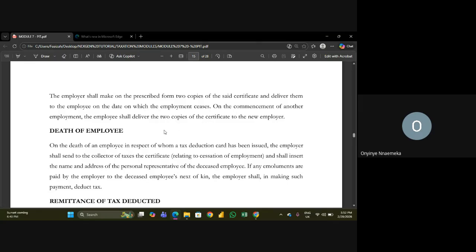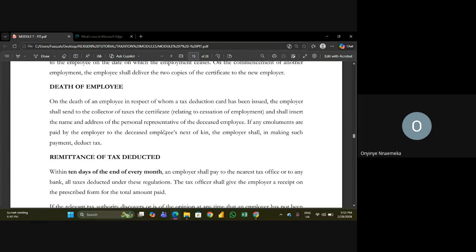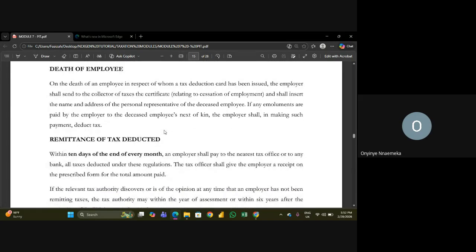So now, death of the employee. On the death of an employee on whom a deduction card has been issued, the employer shall send the collector of taxes the certificates and insert the name and address of the representative of the employee that has died. On any emolument paid by the employer to the employee's next of kin, in making such payments, deduct tax. So maybe the person has salary that they will pay. Upon the fact that the person is dead, they will pay it to the next of kin. So before you make payment to the next of kin, you remove government tax. Do you get? And you have to inform the government that the person has died. You go and return the person's tax deduction card.